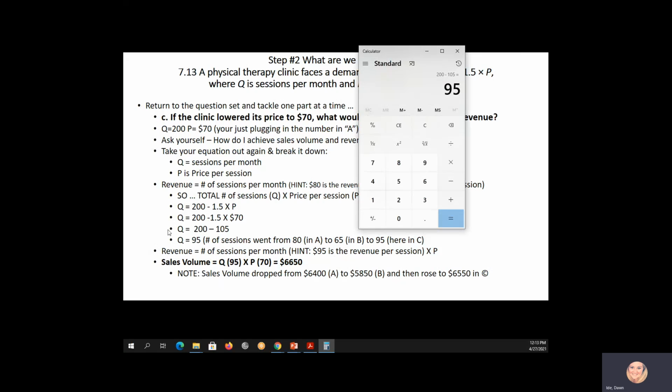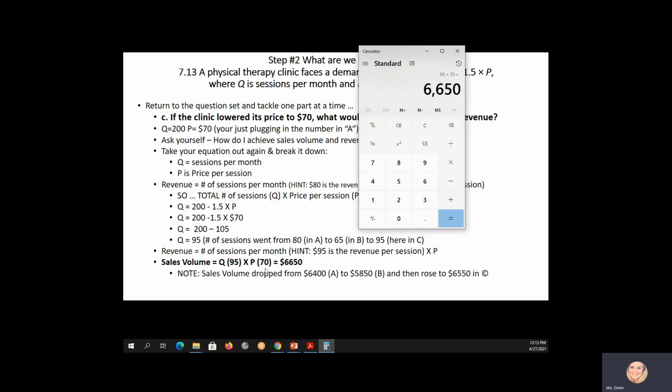So the number of sessions we did is 95. That's a lot more than we did when we raised the cost to $90. So this is pretty good, right? So number of sessions went from 80 in A to 65 in B when we raised the price, to 95 here in C when we lowered the price. So we have 95 massages, or whatever it is, this month at $70 a massage. So 95 times 70, we made $6,650.